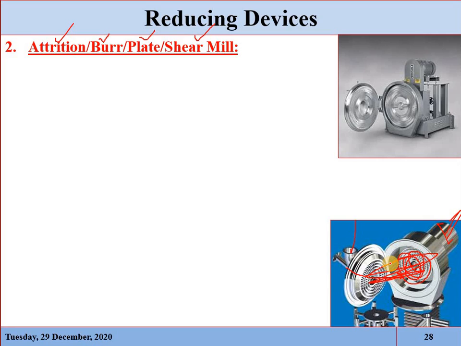So the size of the product is reduced. The simplest example is converting wheat into flour. Just introduce wheat through this input point, it will come in between these two plates, then close this plate and switch it on. With the help of the shaft, these two plates will rotate with respect to each other, and the product in between these two plates will be crushed down.